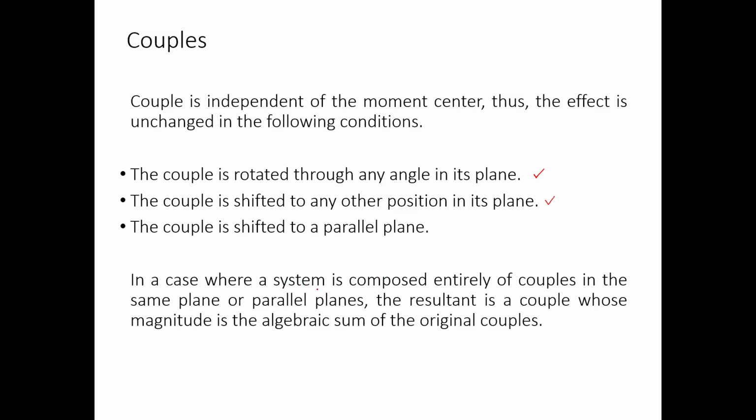In a case where a system is composed entirely of couples in the same plane or parallel planes, the resultant is a couple whose magnitude is the algebraic sum of the original couples. We'll be using this term later once we go to the example.